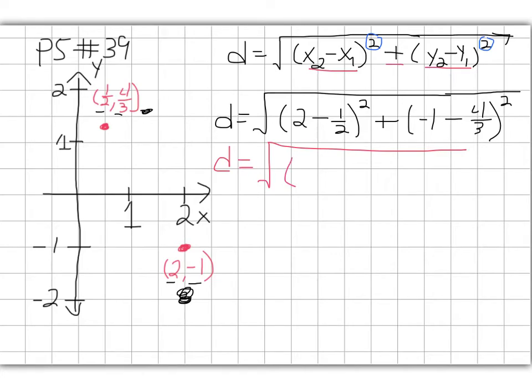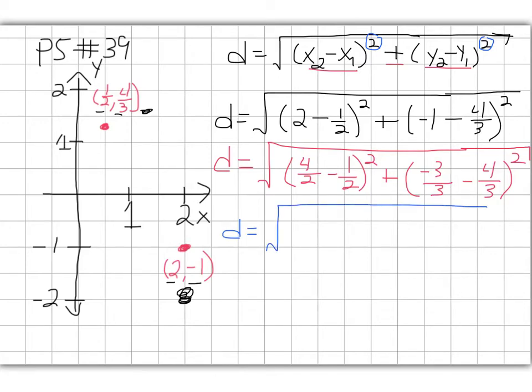2, if we multiply top and bottom by 2, we're going to get 2 times 2 is 4 over 2, minus our 1/2, squared, plus minus 1, which is the same thing as minus 3/3, minus 4/3, squared. Now we can put these things together. 4 minus 1 is 3. Our 2's are on the bottom, and that's fine. Minus 3 and a minus 4 is a minus 7. The bottoms are the 3, so that's good. And then we can square this.